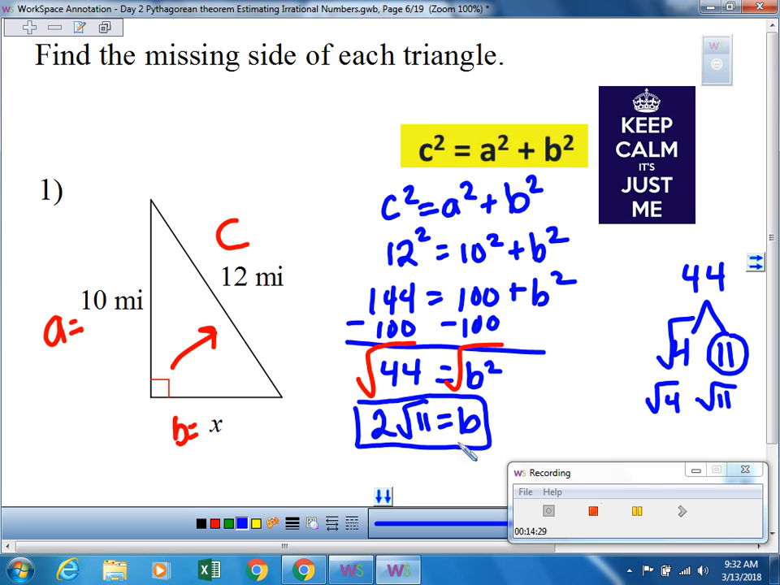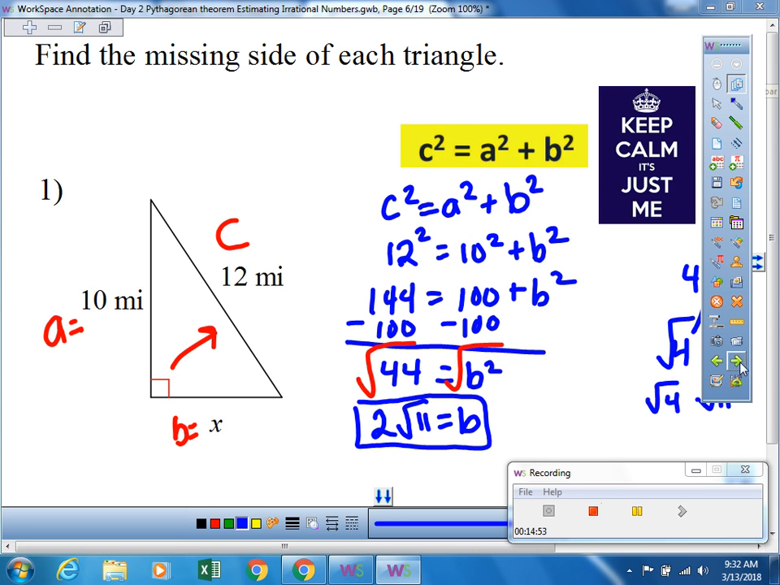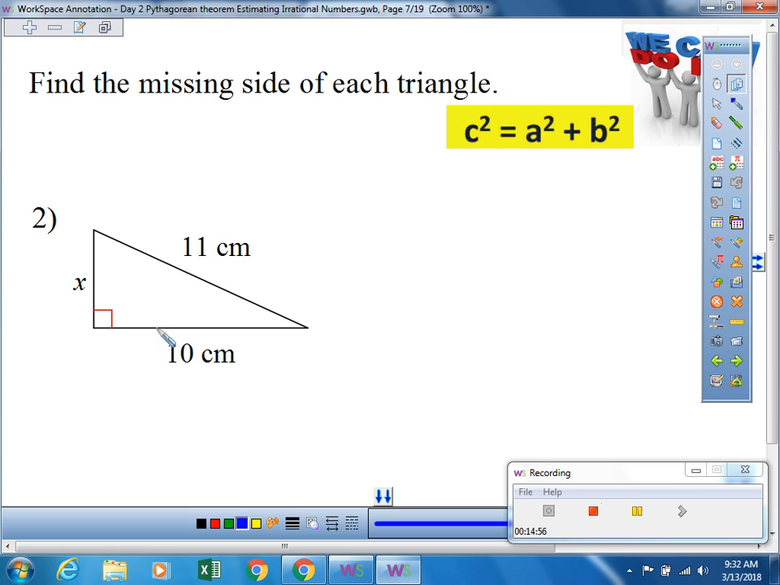Is that easier than estimating to the nearest tenth? You know, finding out what the square root of 44 comes in between, and subtracting and dividing. So we did it this way instead of estimating to the nearest tenth. Okay, let's do another one. Write this down.